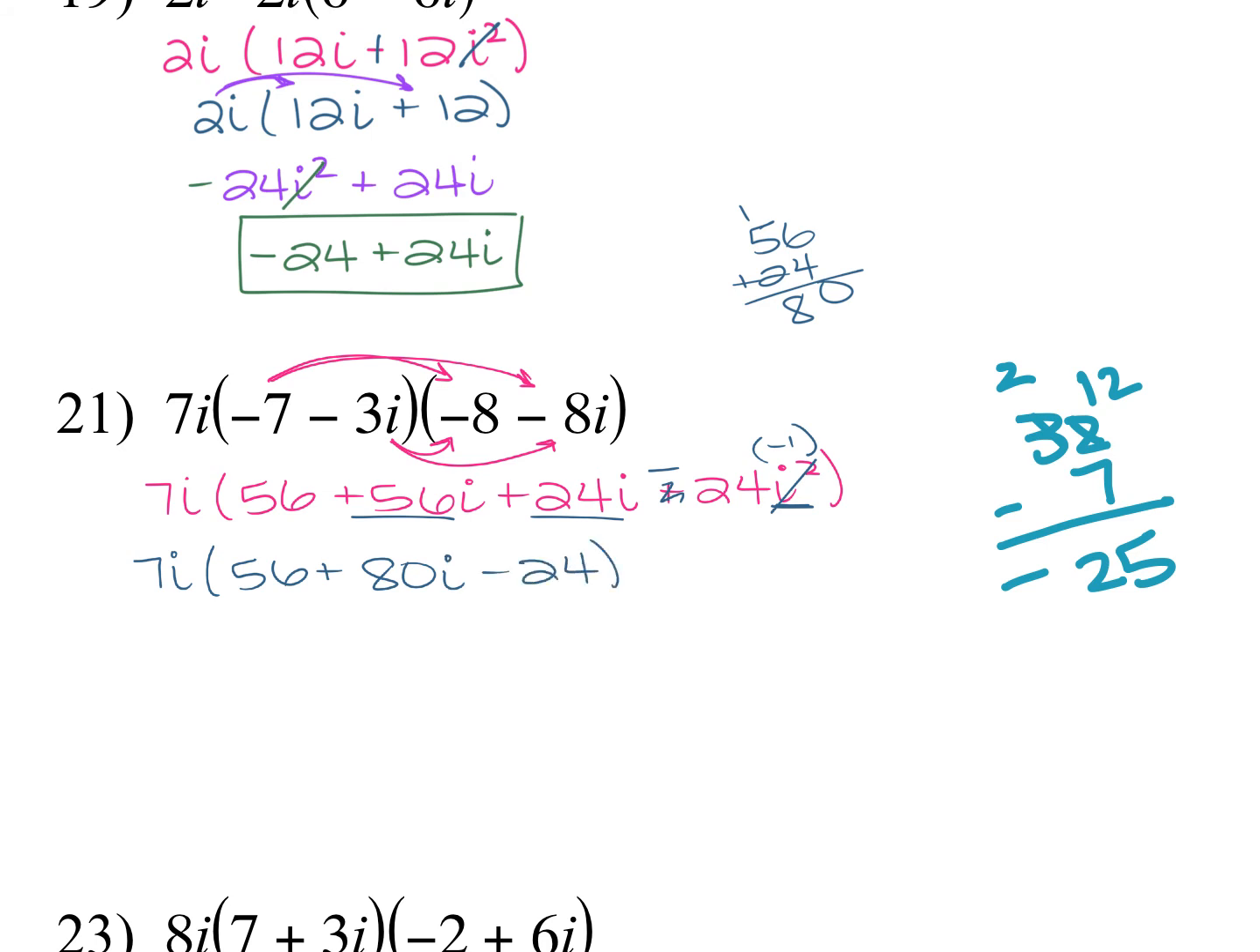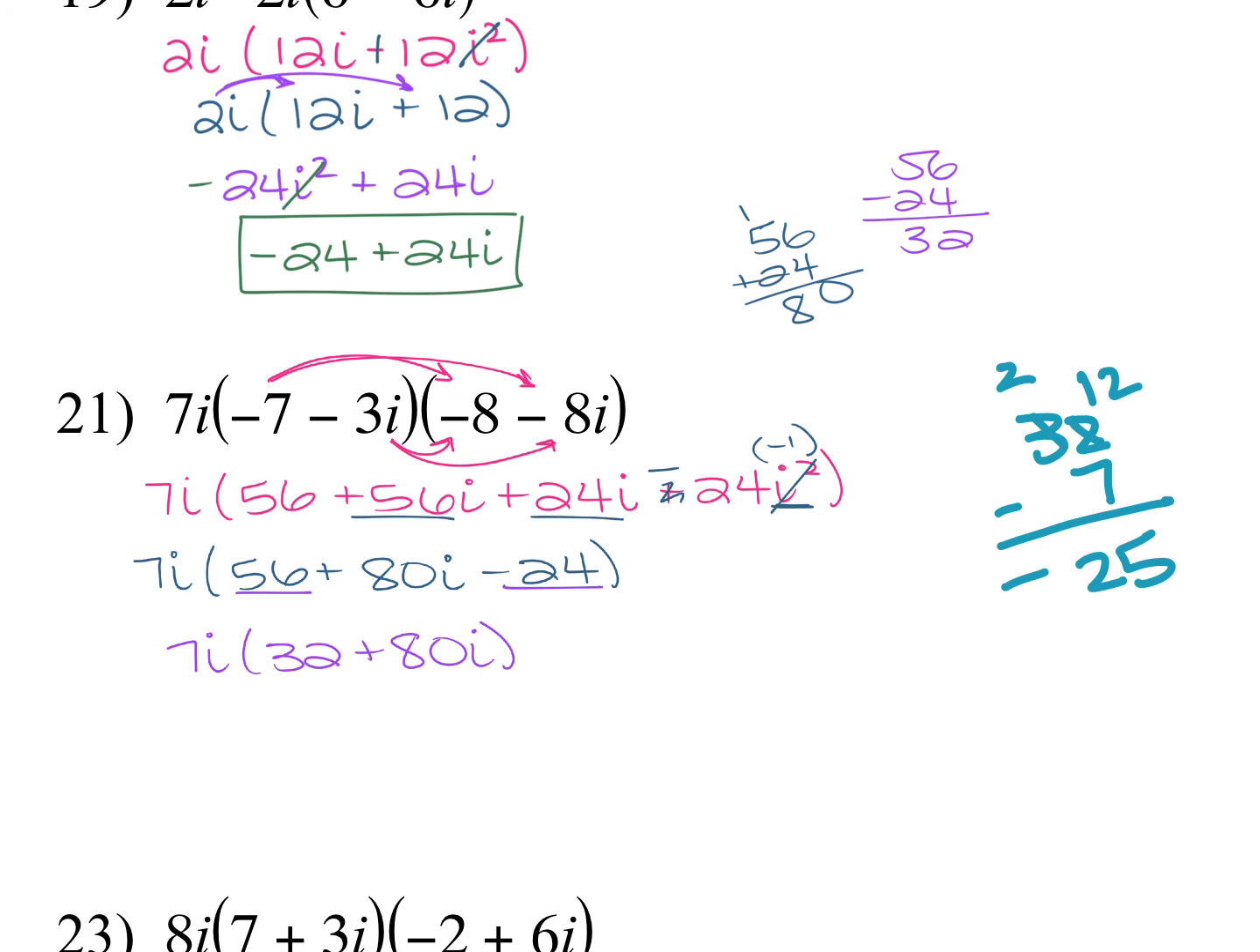Still combine like terms within those parentheses because you have the 56 and the negative 24. So 56 minus 24, your 6 minus 4 gives you 2, and then the 5 minus 2 is 3. So that's 7i times 32 plus 80i.